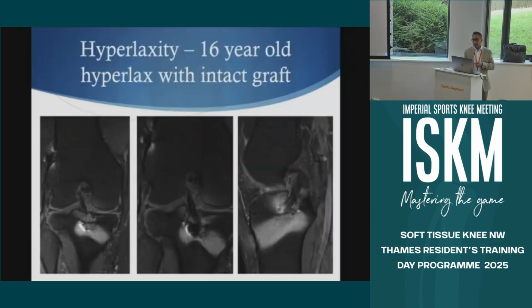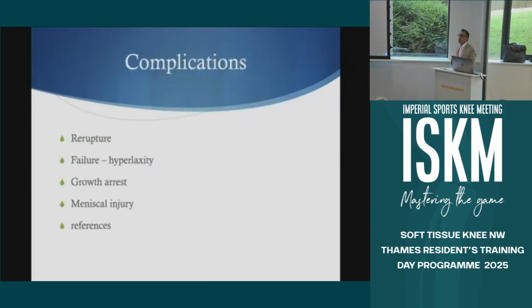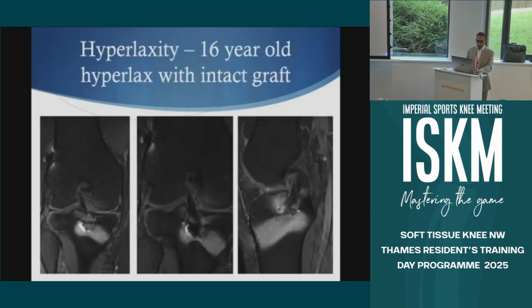Re-rupture rates are high. The quoted rate in the literature is 20%. I think mine's about 7%, still a bit too high. But is it because they're more hypermobile? Is it because their graft's a bit smaller? Is it because they're non-compliant? They do have a higher rupture rate. Growth disturbance less than 1%. Oh yeah, so she just had residual laxity despite an intact graft. You know, so these grafts can stretch out.